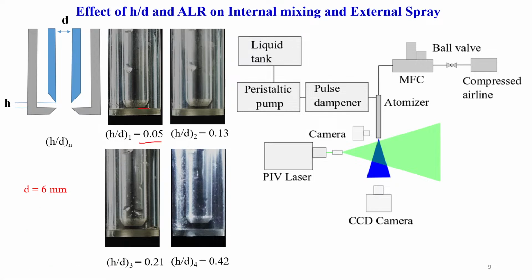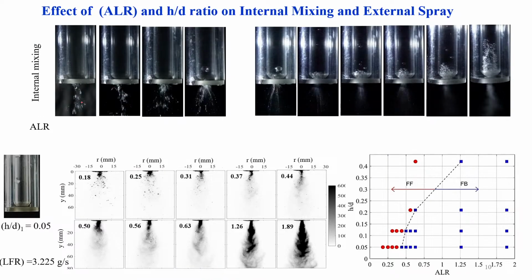Here we can see H by D ratios of 0.05, where we have a very fine gap, 0.13, and 0.21, and this is the ultra case, 0.42. The setup is the same. Here we can see what I achieved through the experiments. For the H by D ratio of 0.05, the liquid flow rate is constant at 3.225 grams per second.